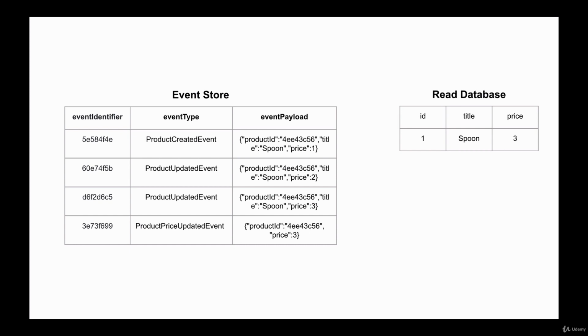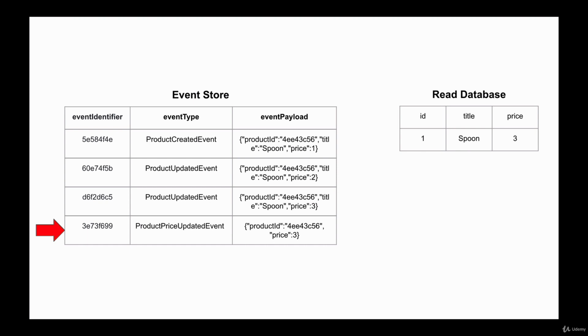When this event is processed, our command-side API will create a new event that is called something like product price updated event, and it will persist the product price updated event into event store. If you look at the event payload data that was persisted in the event store, it contains only product ID and product price. It does not contain any other information about the product. It contains just the data that was needed to update the product state.